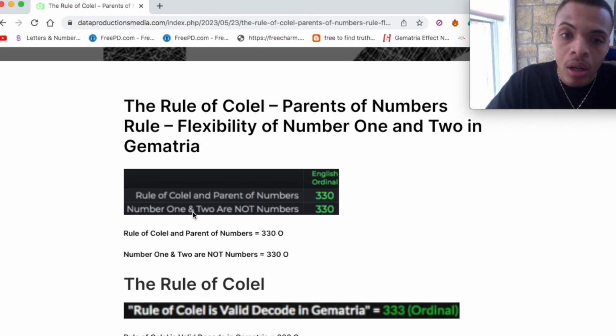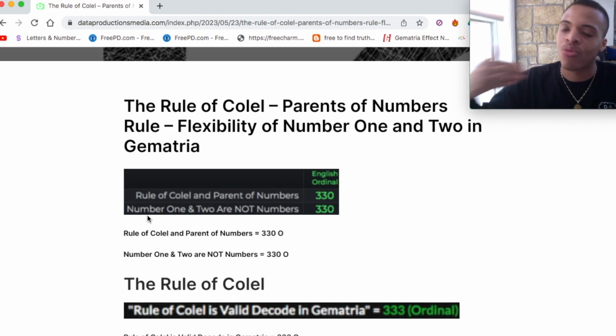Rule of Colel, parent of numbers. Okay, those are the two rules. 33, 330 English ordinal, and it's off the basis of 1 and 2 not being real numbers. Number 1 and 2 are not numbers. Same decode, 330 English ordinal. Okay, so that's how we're going to start off, really simply, but it's powerful and it sticks to the point.